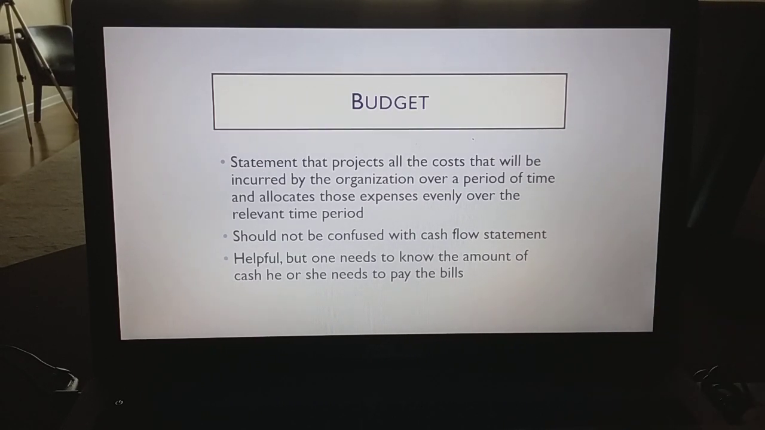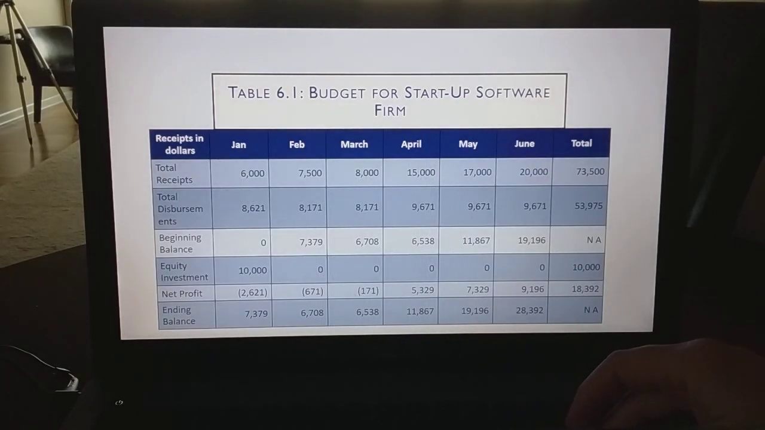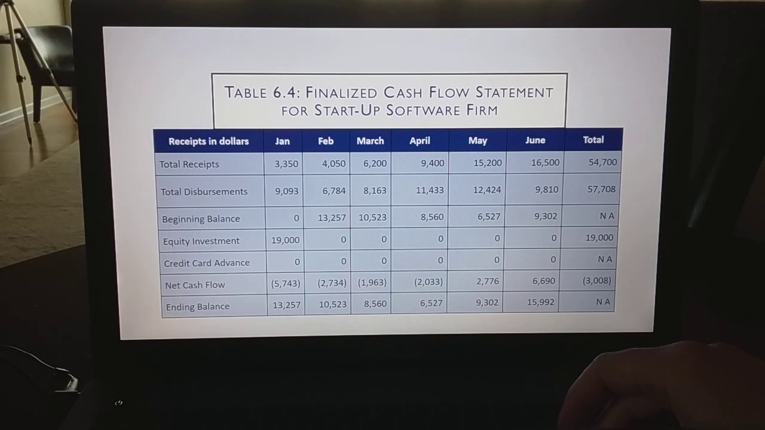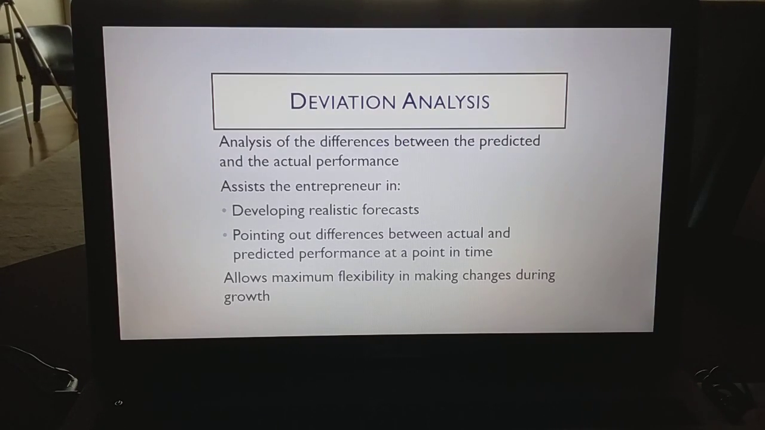Okay, so budget's super important. I'm sure you've talked about budgets in your accounting classes, and basically the budget looks at everything that's going to come out, all the expenses you plan, and then how much money is going to be coming in. These are a bunch of examples of different types of financial statements. Cash flow statement. Okay, just to give you an idea. You can look, those are in the book too.